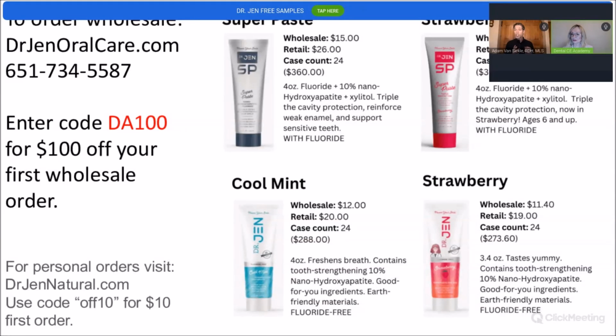Okay, so you want to make sure that the concentration of the nanoparticles is at 10%, because that's what the studies and the systematic review show. That mapped 28 different research articles, and it stated that the optimal concentration is 10%. So you're really not going to get the equivalency to a fluoride toothpaste if the nanoparticles are less than 10%.